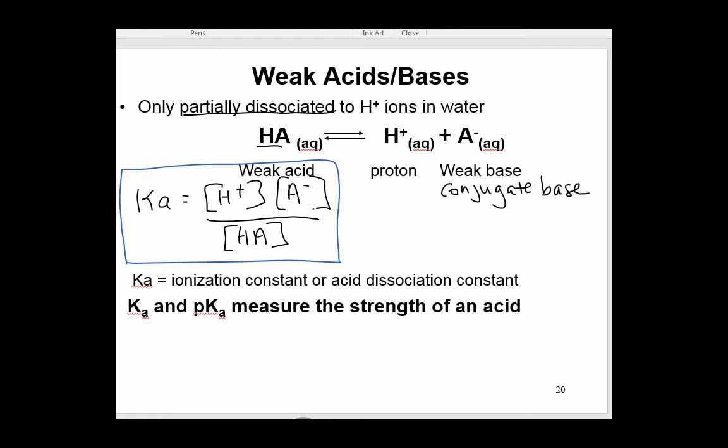We can determine how close to a strong acid our weak acid is based on the numerical value of the Ka. So a high Ka means that the acid is going to dissociate more and look more like the products, so it's going to be a stronger acid. A low Ka means that your acid is going to be less dissociated and look more like the protonated form, and so it's going to be a weaker acid.